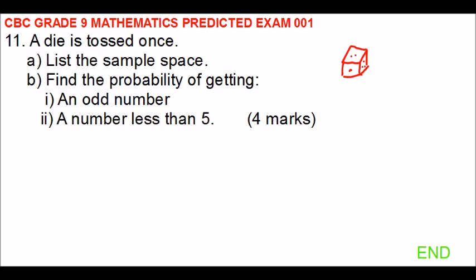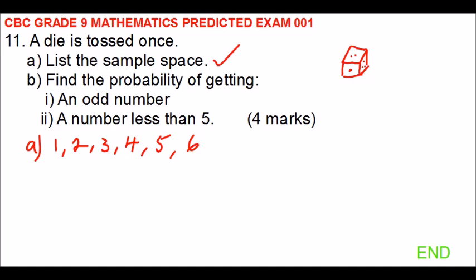So when it is tossed, since it has 6 sides, it has 1, 2, 3, 4, 5, and 6. So this is the list of sample space. When you toss, you can get 1, that is the side with 1 dot, the side with 2 dots, the side with 3 dots, and the sides with 4, 5, 6 dots. So that is a list of the sample space.